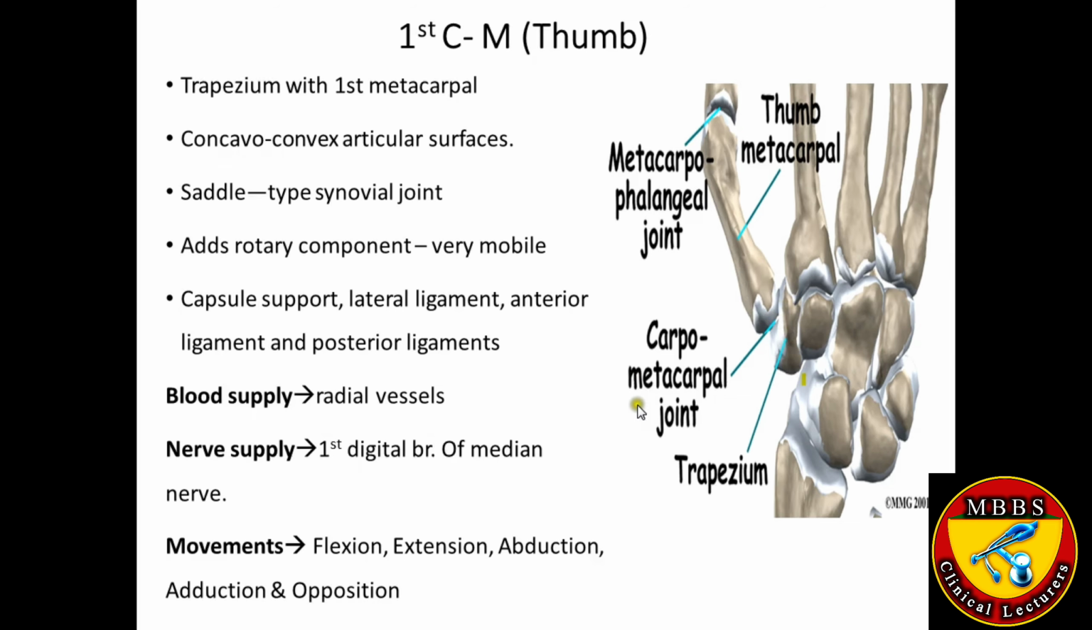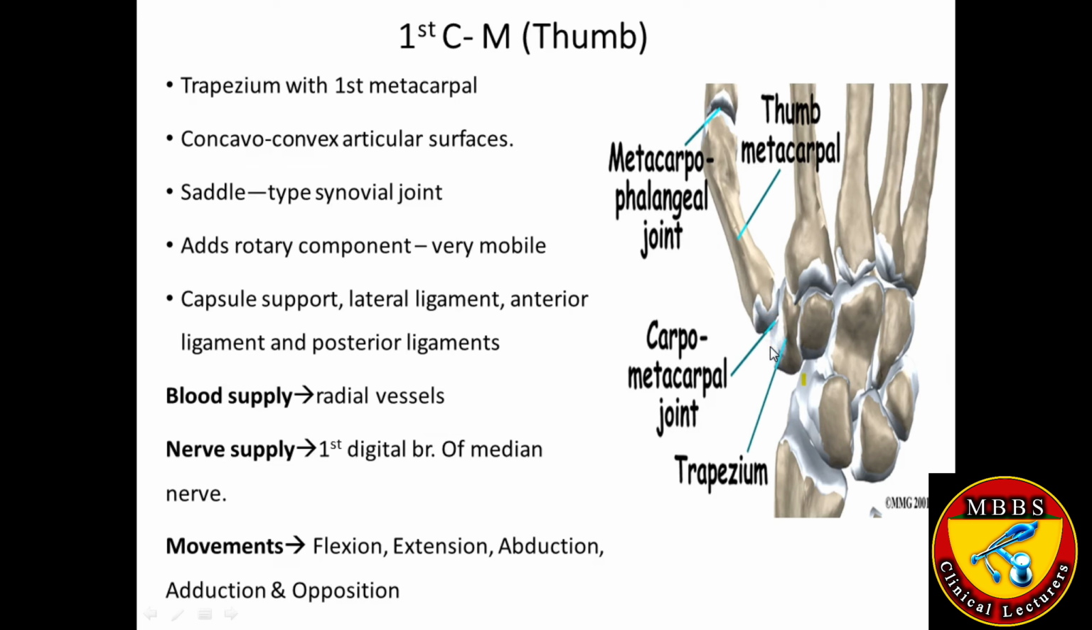And it allows rotatory movement, and very mobile movement can occur. The capsule is supported by the lateral ligament, anterior ligament, and posterior ligament. It means the ligaments which are attached over here are the capsular ligament, and you know the capsular ligament is present in every joint, along with the lateral ligament, anterior ligament, and posterior ligament.